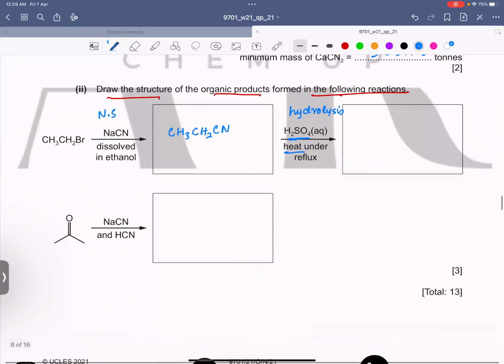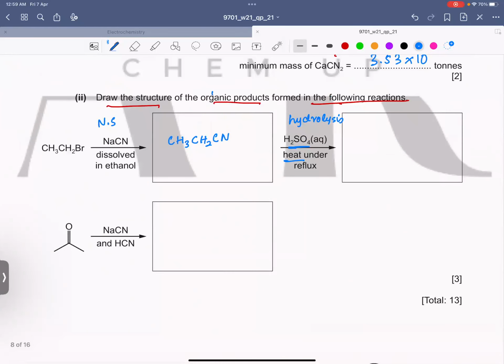And one more thing they have mentioned is organic products. So when I hydrolyze this, the organic product formed has an OH group. No, sorry. CH2, and then the third carbon is a nitrile, which is converted into a carboxylic acid.